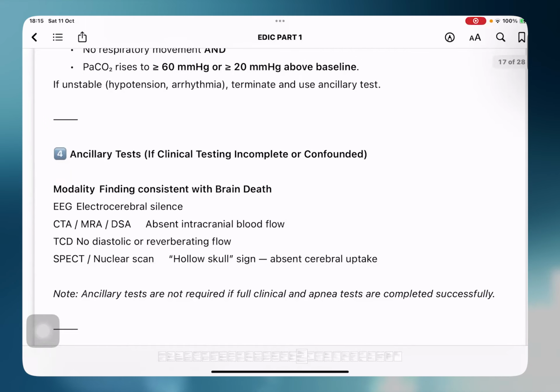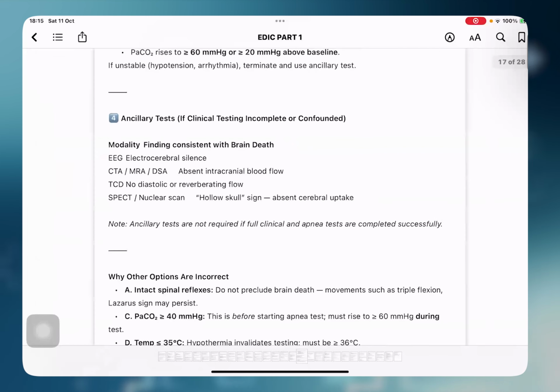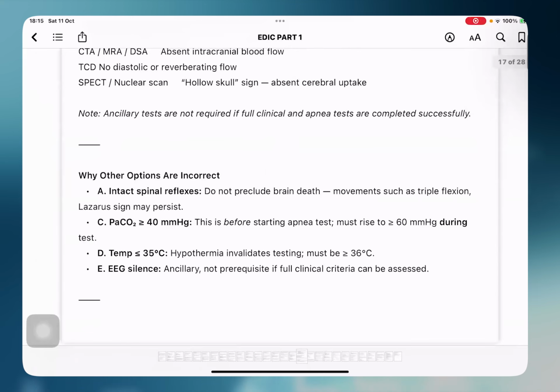Ancillary tests are not required if full clinical and apnea tests are completed successfully. They are only indicated if the patient becomes hemodynamically unstable or develops some arrhythmia. Okay, before closing this question, let's look at the other options. Intact spinal reflexes do not preclude brain death.